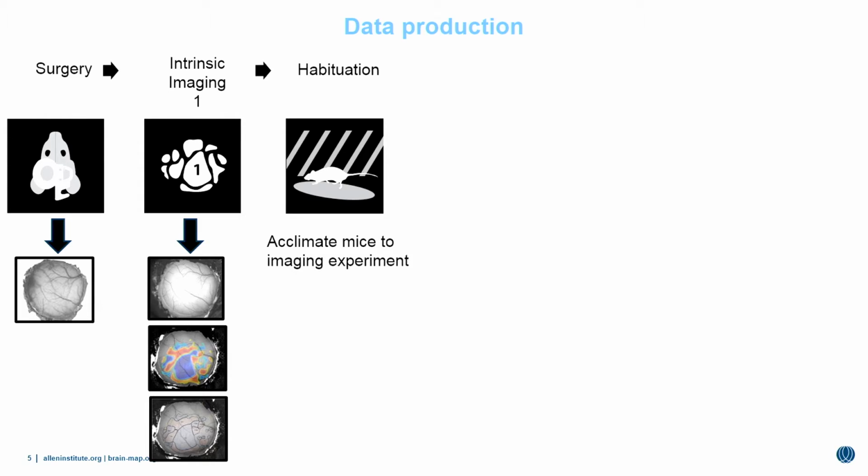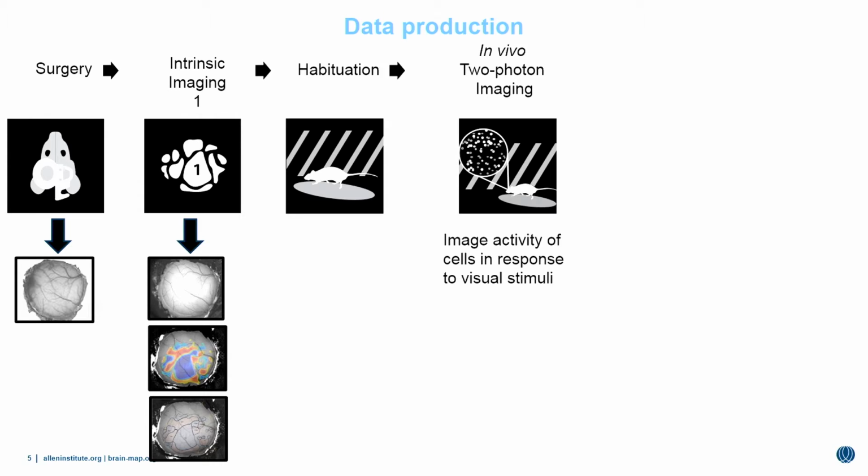Following this stage, the mice go through a week of habituation so that they get acclimated to being on the running disk and having different visual stimuli presented to them, so that when we go to collect data, they're in a relaxed and comfortable state. And then they transition to the in vivo two-photon imaging. Again, as I described before, the mouse is on a running disk in front of a monitor that presents these stimuli, and we can image the activity of hundreds of cells.